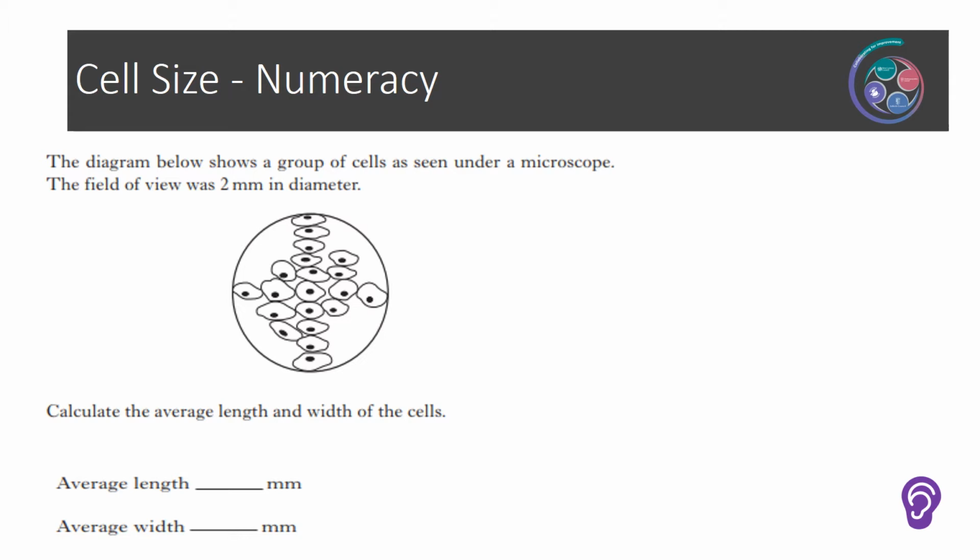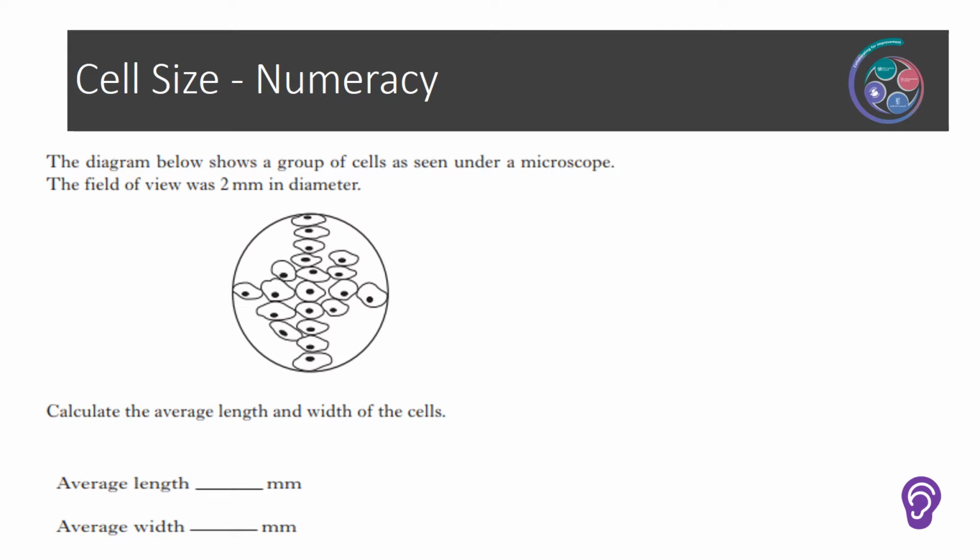There are subject-specific numeracy skills in this topic. You may be asked to calculate a cell size. Here's our first example. The diagram below shows a group of cells as seen under a microscope. The field of view was 2 mm in diameter. Calculate the average length and width of the cells.